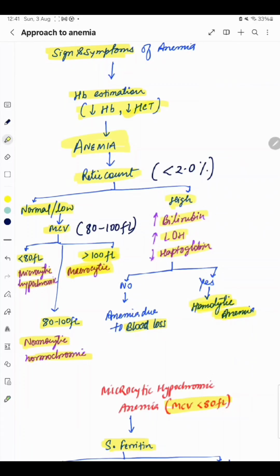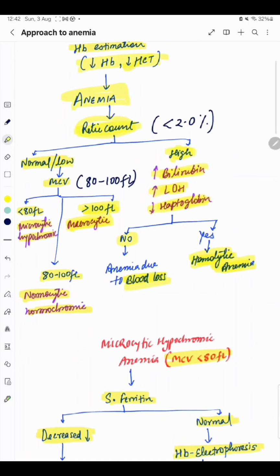And if these are not in support, that is, bilirubin is not increased, LDH is also not increased, and haptoglobin is increased, then this anemia is due to blood loss. In both these conditions, blood loss and hemolytic anemia, retic count is increased, but only in hemolysis do bilirubin and LDH increase and haptoglobin decrease.